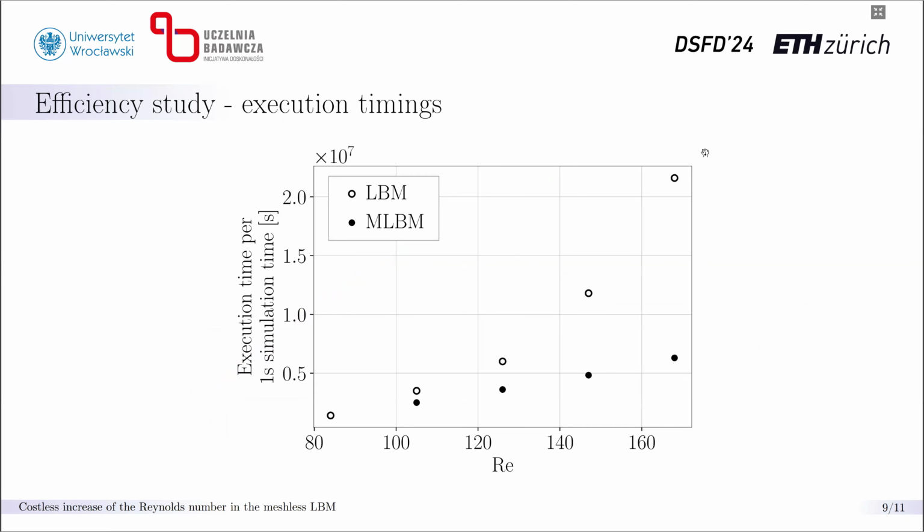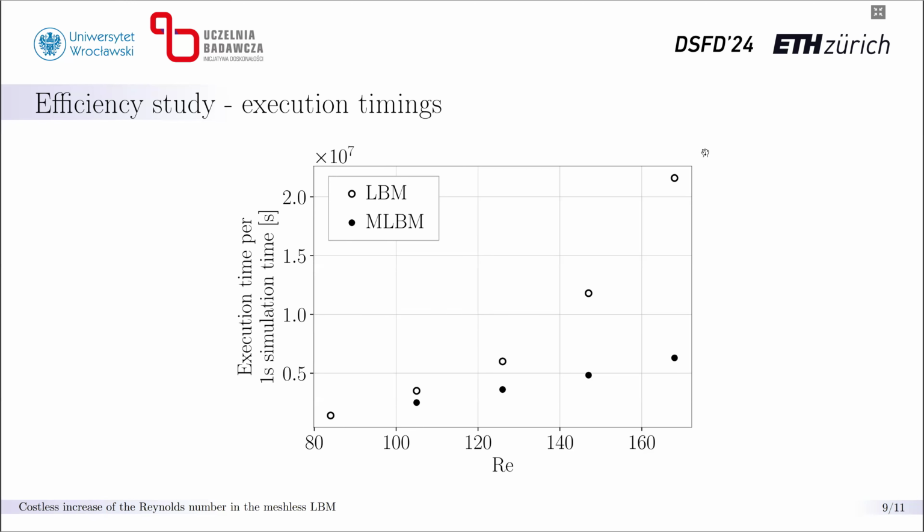Let us now move to the comparison of CPU times between meshless and standard formulation. So we consider the execution time needed to simulate 1 second of vortex shedding versus Reynolds number. Both algorithms need more time to simulate higher Reynolds number. And this is because while we decrease the streaming distance due to the diffusive scaling, we decrease also the time step length. So we need more time steps to be executed to reach 1 second inside the simulation.